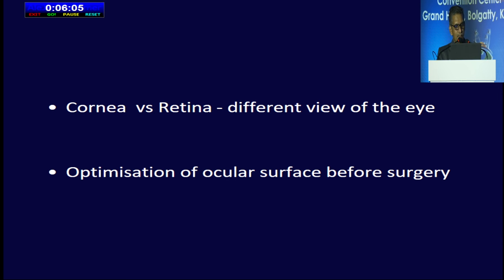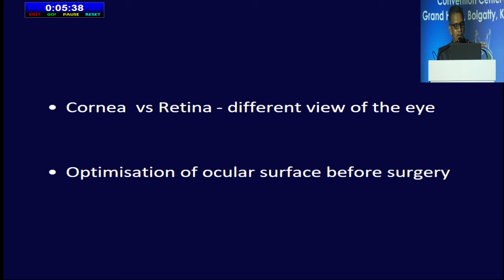When I see the cornea surgeon versus a retina surgeon, the cornea surgeon is very finicky. If you see a small spot on the cornea, they are bothered about dry eye, systemic inflammatory disease and all that. While retina surgeons, especially quite a few senior surgeons, bombard the cornea with a lot of antibiotics, steroids, NSAIDs and everything. Even though we are treating the same organ, we have very different perspectives of the eye.